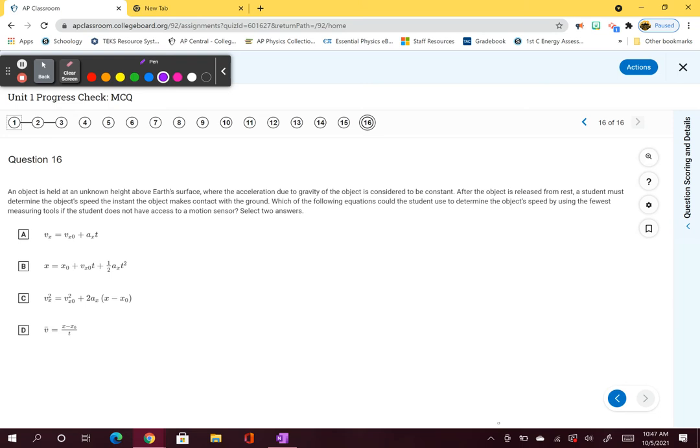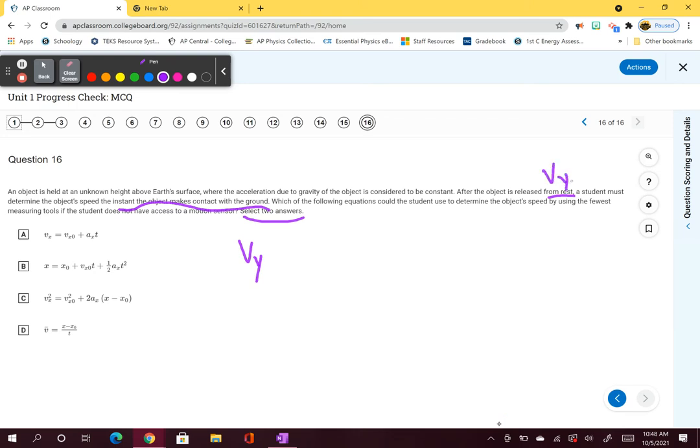So an object is held at an unknown height above Earth's surface, where the acceleration due to gravity of an object is considered to be constant. After the object is released from rest, a student must determine the object's speed the instant the object makes contact with the ground. So, instant contact with the ground. That's our final velocity. Which of the following equations could the student use to determine the object's speed by using the fewest measuring tools? The student does not have access to motion sensors. Okay, so again, we're selecting 2.